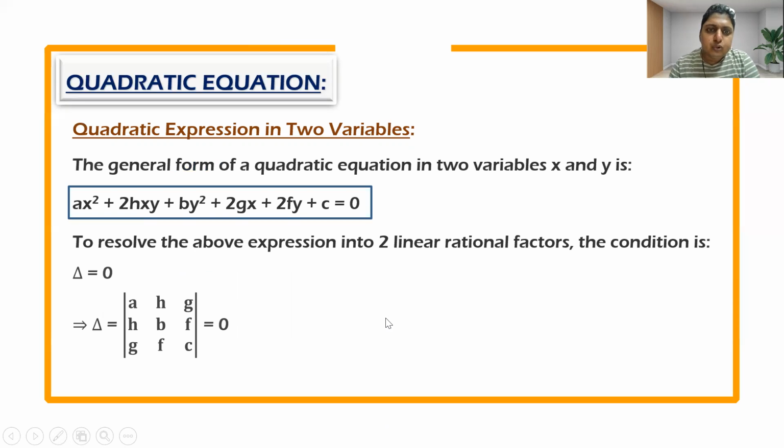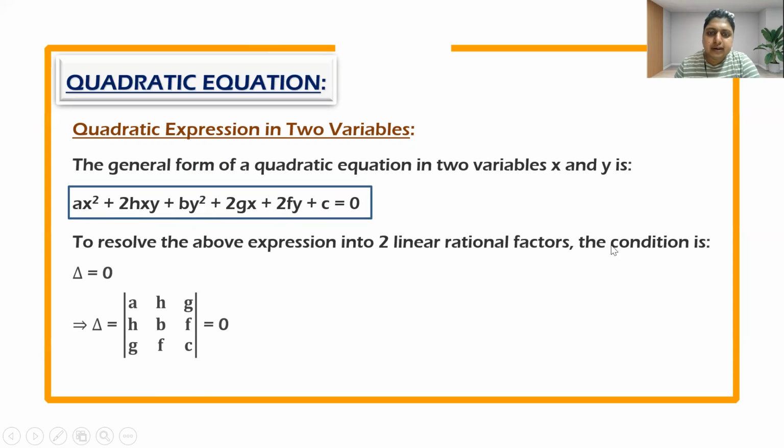Now, quadratic expressions in two variables. If we have a quadratic equation in two variables, let's start with ax square plus 2hxy plus by square plus 2gx plus 2fy plus c is equal to 0. Quadratic equation means the maximum degree is 2, and the two variables are x and y. So this is the general form of a quadratic equation in two variables x and y.